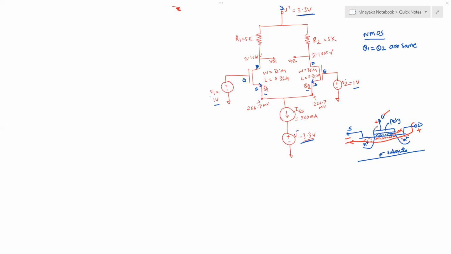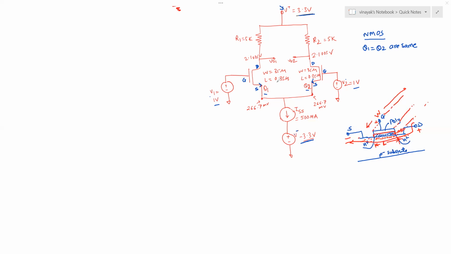So where are your W and L here? W is actually the cross section from this point across like this. So that's the width of the device. And here the channel length is this one. Okay, so that's the oxide length, whatever you call it. So that's the channel length.